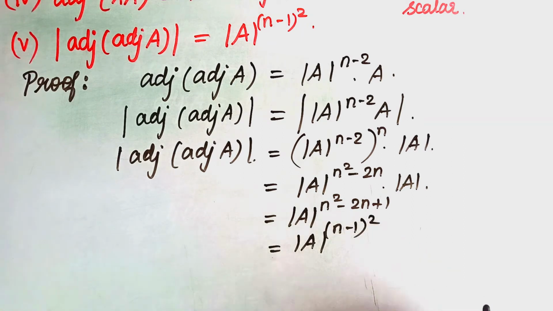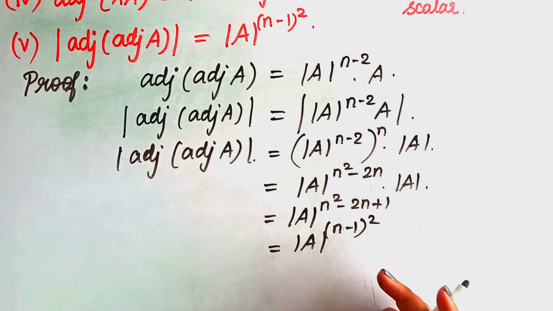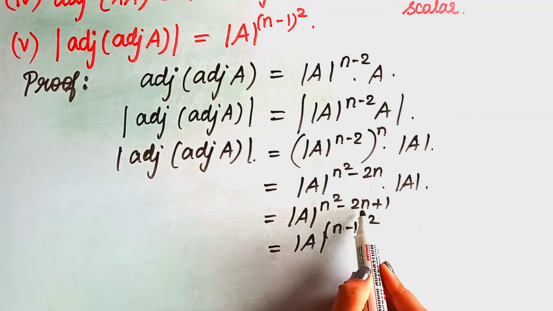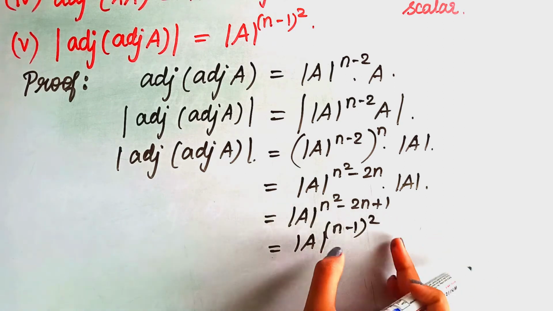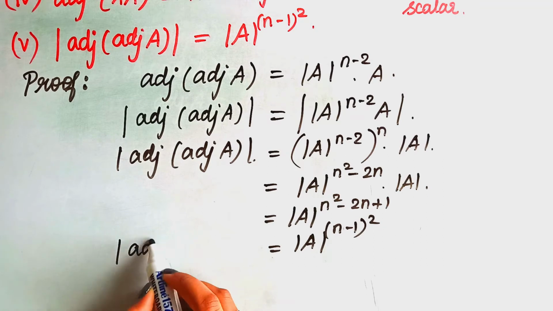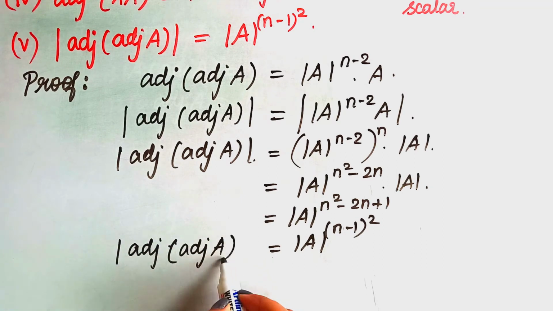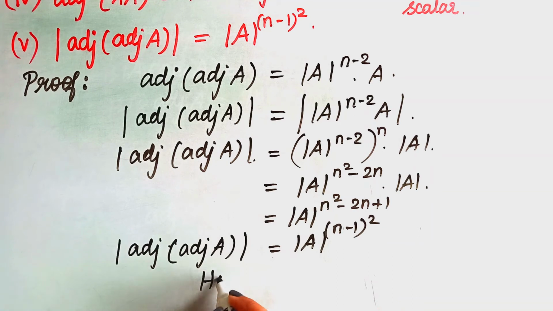the whole square. Because if we put the formula of A minus B the whole square here, we will get A square, which is n square, minus 2 into AB, which is 2n, plus B square 1. So I am writing that as n minus 1 the whole square. So therefore, determinant of adjoint A is equal to determinant of A power n minus 1 the whole square. Okay, so therefore you can write it as hence proved.